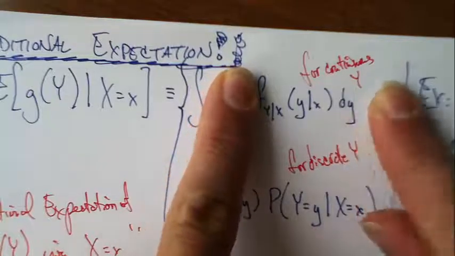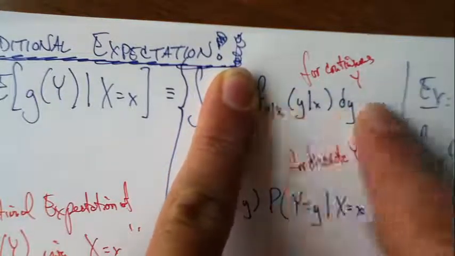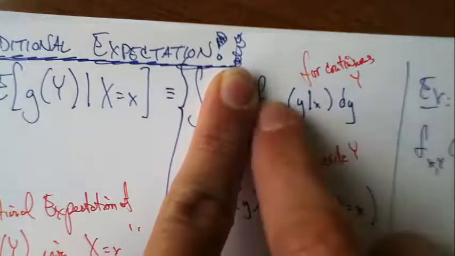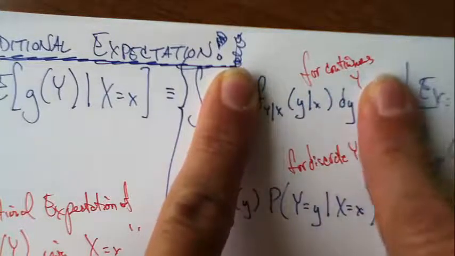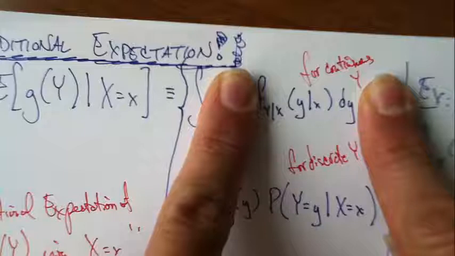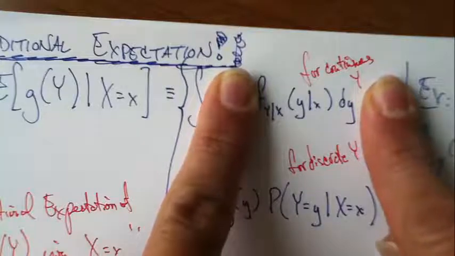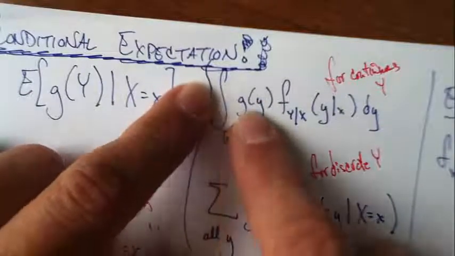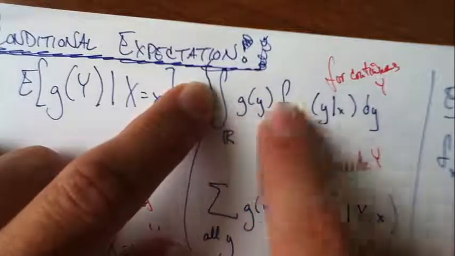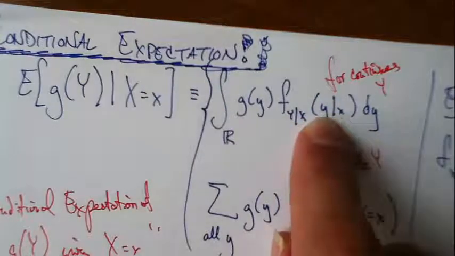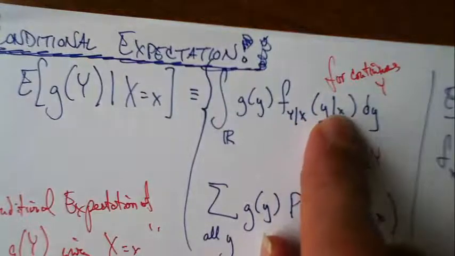So given that x is set to be little x here, all of this is sort of the probability part. It's the chance that y takes on a value between, say, little y and y plus dy. And then you're going to add up all the values of g evaluated at y, weighted against this probability part. It's just like expectation, except you're conditioning on the value of x. You're setting x to be some value of little x.